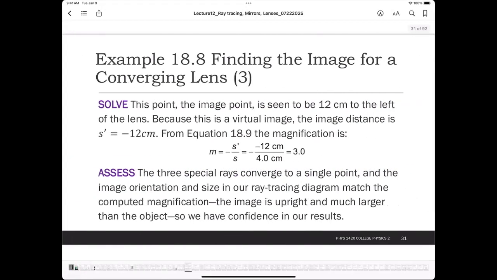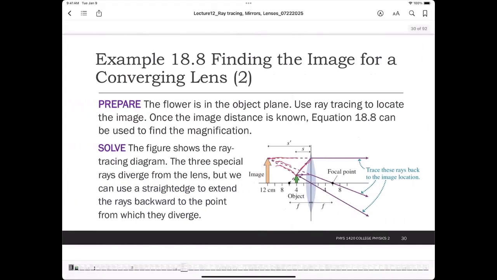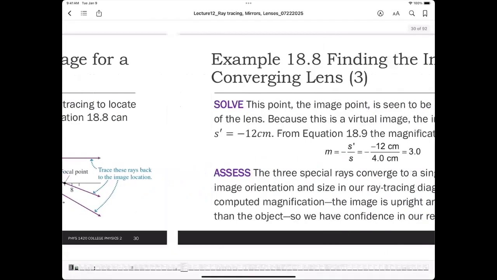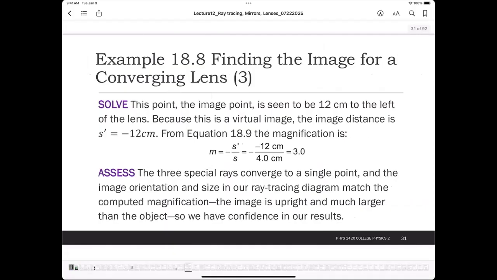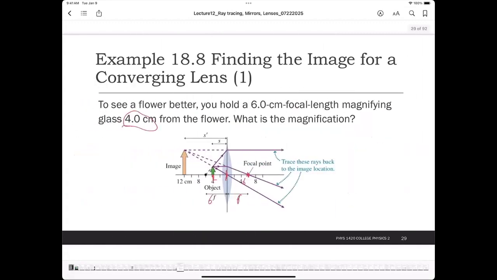This point, the image point. This is the image point, P dot. It is seen to be 12 centimeters to the left of the lens. This is a question.